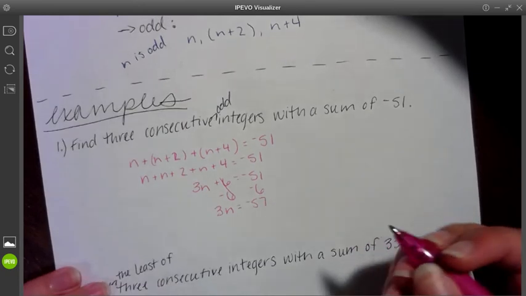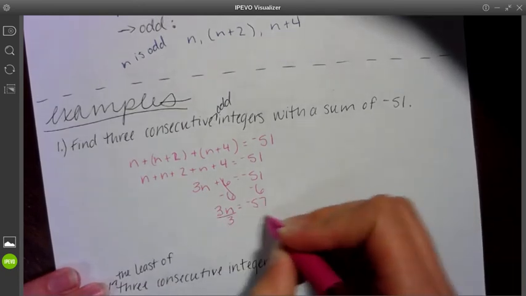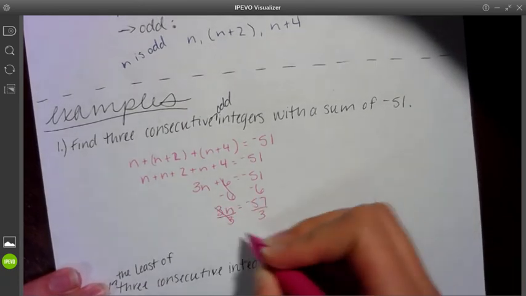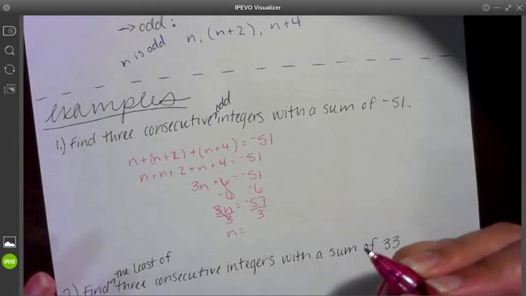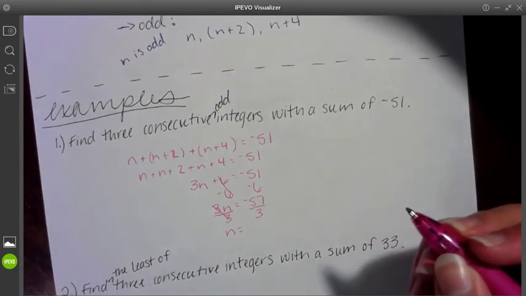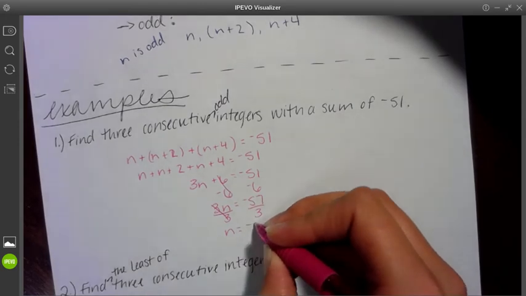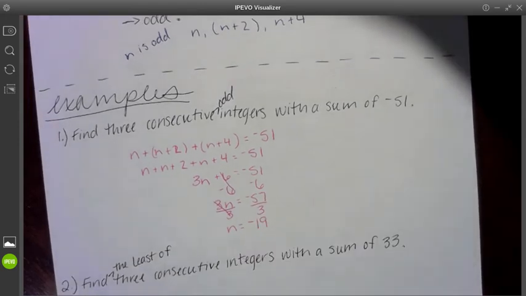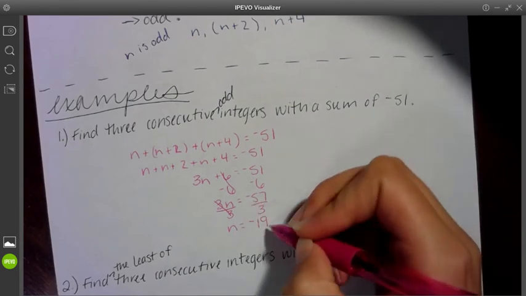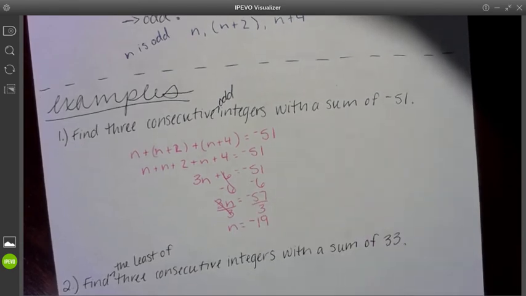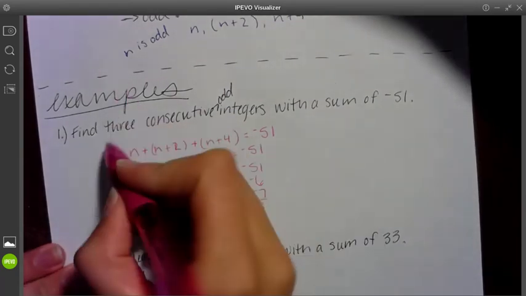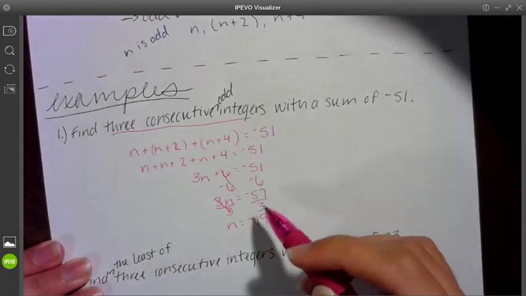Then I'm going to divide by 3 on both sides to get n alone. Get n equals negative 57 divided by 3. You can use your calculator for that, but I believe it's negative 19. A negative divided by a positive will always give us a negative, so I knew it was negative, but I'm pretty sure it's negative 19. So does that answer the question? Well, it says to find 3 consecutive odd integers.